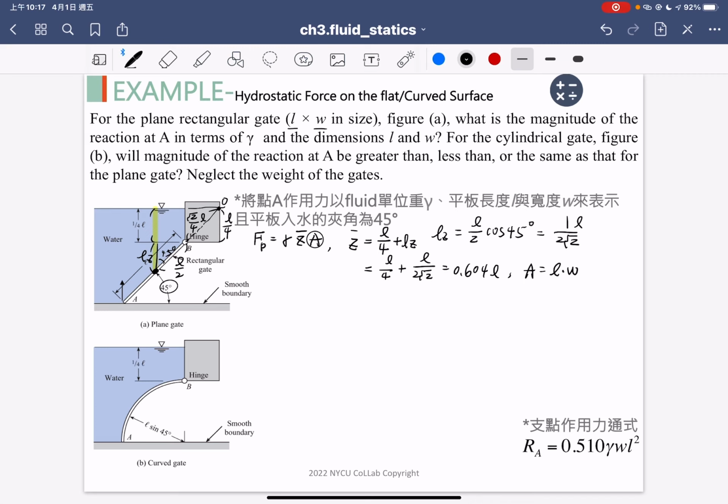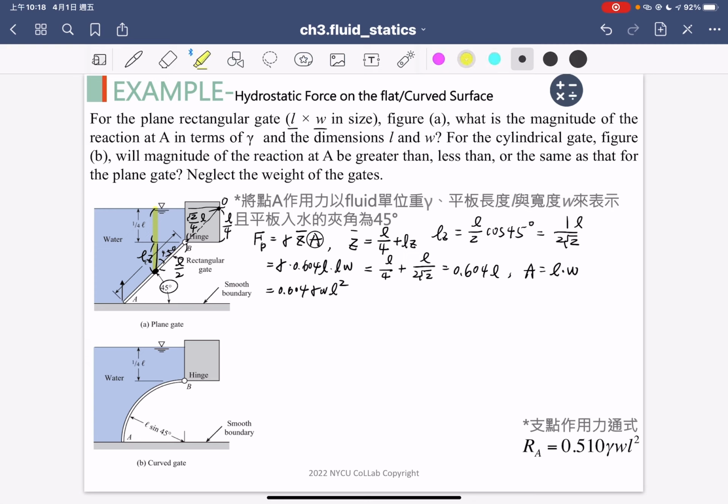So we put the numbers back here. We keep the gamma here, and the D bar is 0.604 L, and the area is L W. Reorganizing the equation, it is 0.604 gamma W L squared. Okay, this is our pressure force.